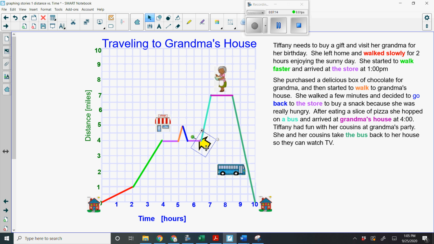Now she decides to get on a bus to get to grandma's house, and the line is steeper than if she walked. Okay, so if you look over here, she's walking a little faster, but if she takes the bus, it should be a steeper line because buses are faster than walking, hopefully. Okay, here she is at grandma's house now. Okay, horizontal line represents I'm staying in the same place.